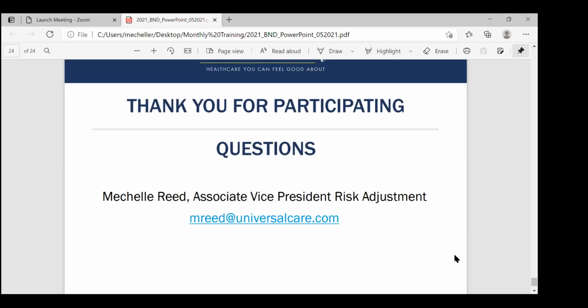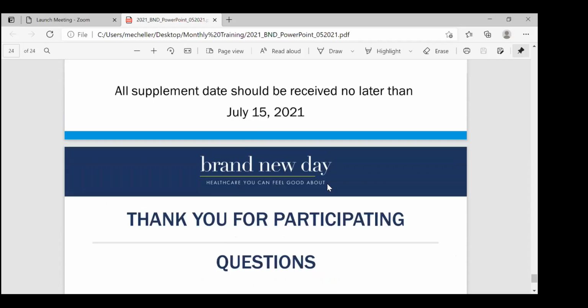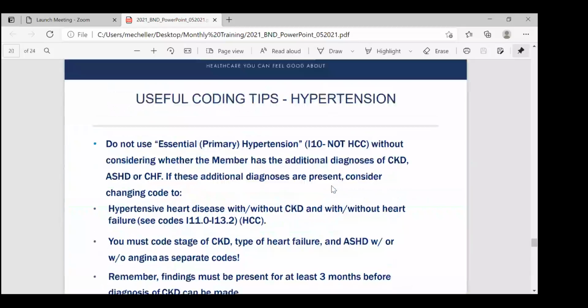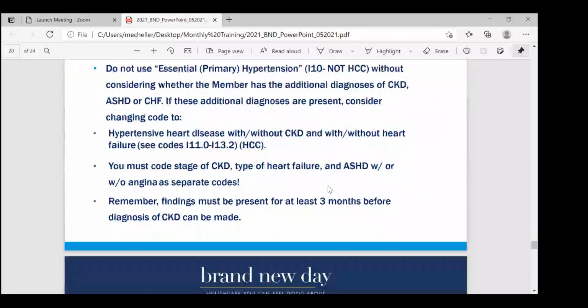Perfect. Can I ask one more question? Sure. For the hypertension with CHF code, if the provider coded CHF independently, is the hypertension with CHF code in a different category? So it's an additional HCC weighting? So it's not an additional.